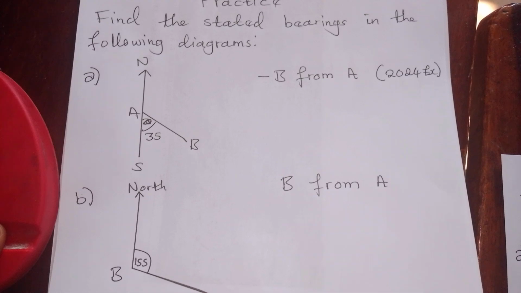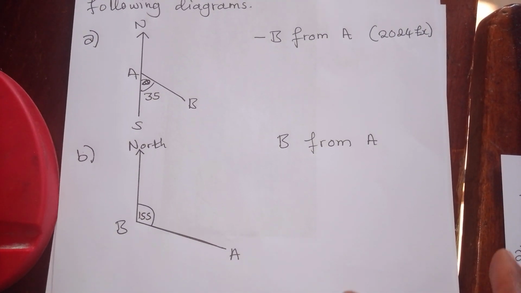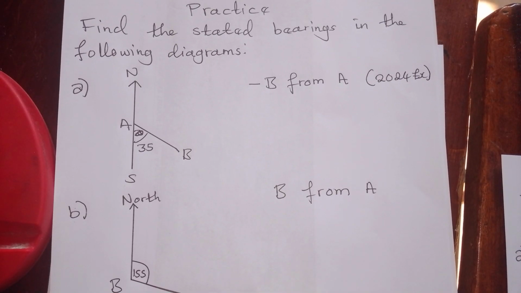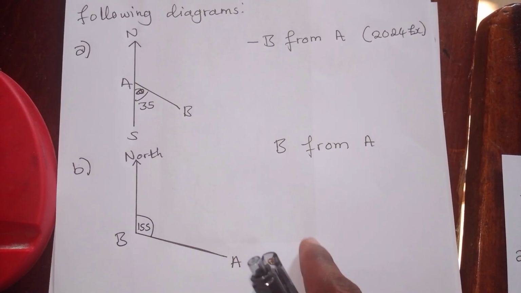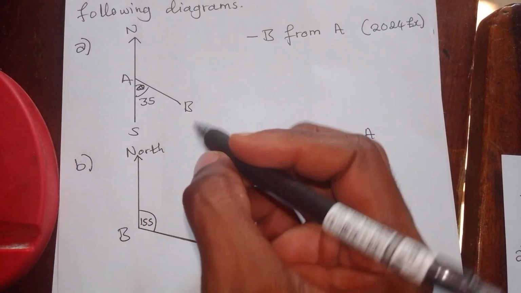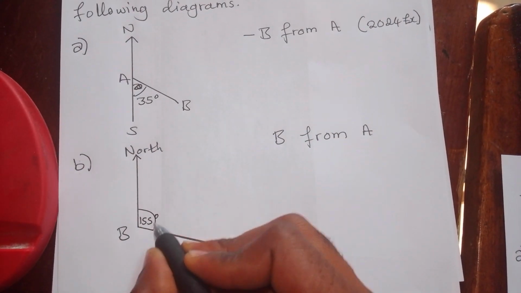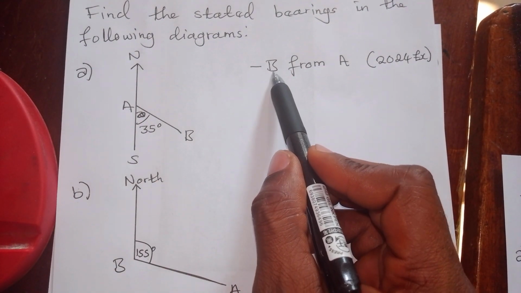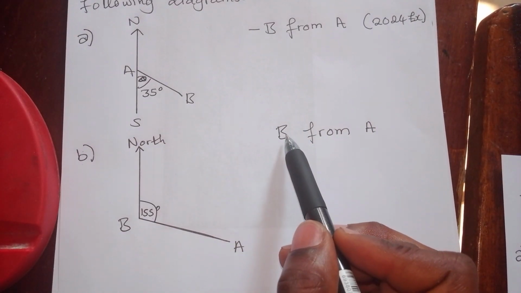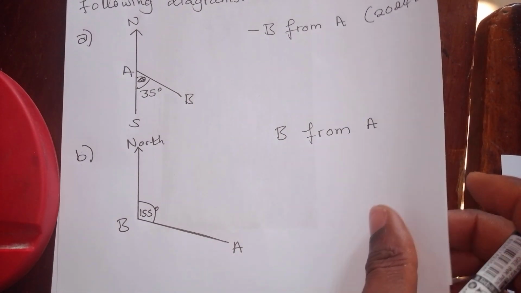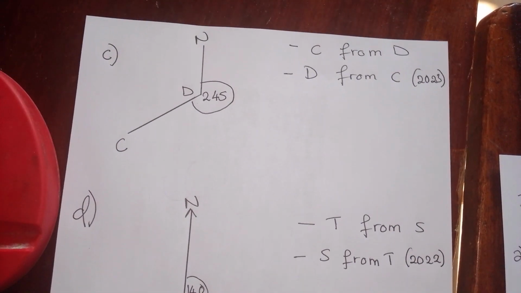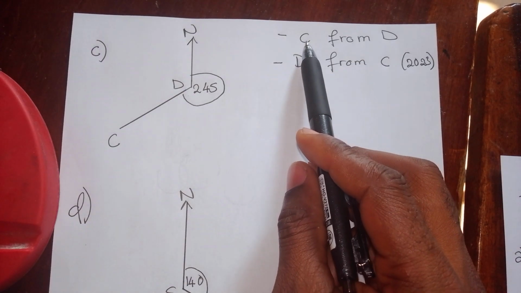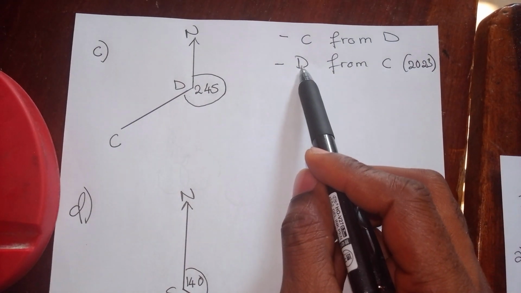So now here is your task. Find the stated bearings in the following diagrams. So this is part A. You have 35 degrees there. Then you have 155 degrees there. Then on this one, you're just finding the bearing of B from A. Then here, the bearing of B from A as well. And then the last two problems, this is a north line. So you are finding the bearing of C from D, and then the bearing of D from C.